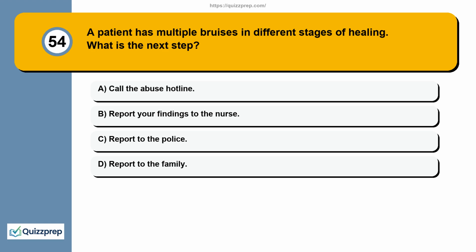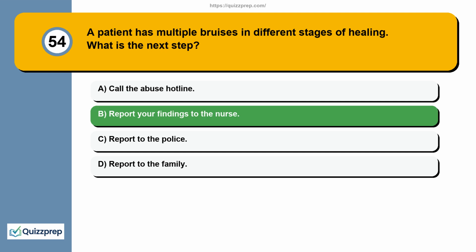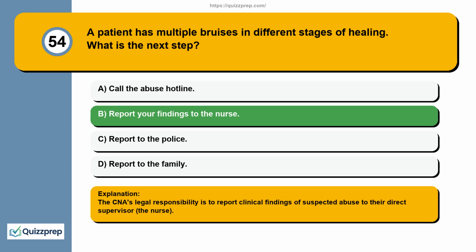Question 54. A patient has multiple bruises in different stages of healing. What is the next step? Call the abuse hotline. Report your findings to the nurse. Report to the police. Report to the family. The CNA's legal responsibility is to report clinical findings of suspected abuse to their direct supervisor, the nurse.